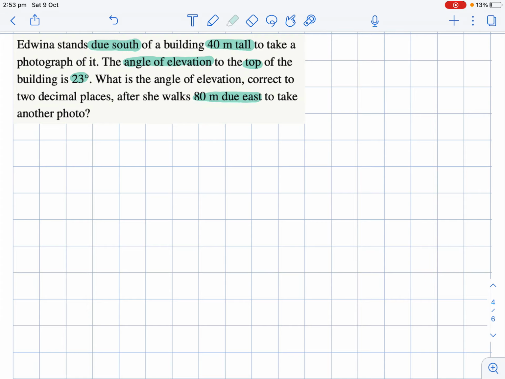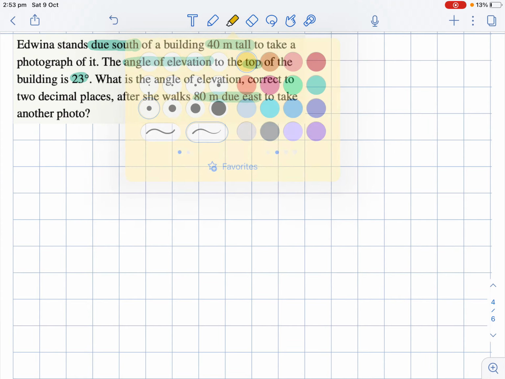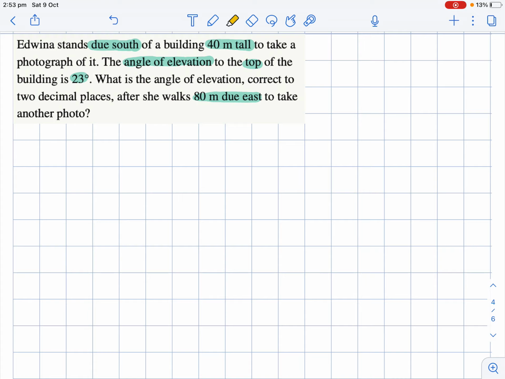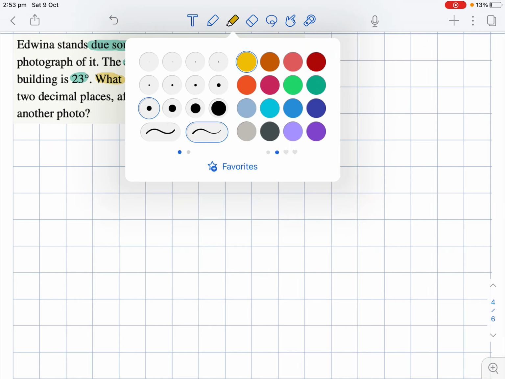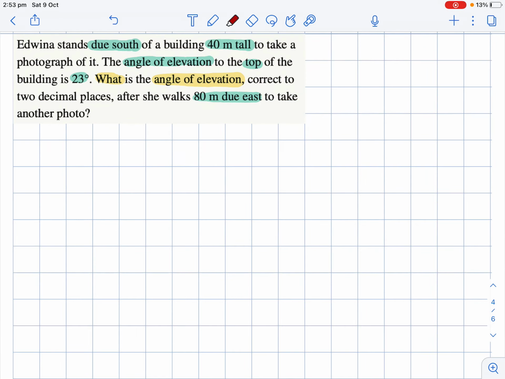What is the angle of elevation, correct to 2 decimal places, after she walks 80 metres due east to take another photograph? So I kept reading there, and this actually has our big question hidden in here. There's our questioning word, what. So we want to find what is the angle of elevation to the building after she has walked 80 metres, and we need to find that angle of elevation correct to 2 decimal places.